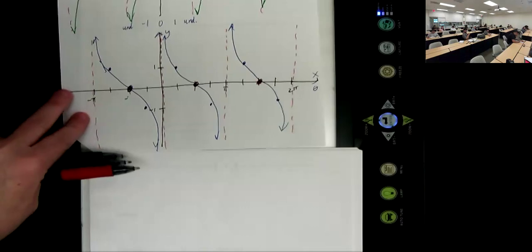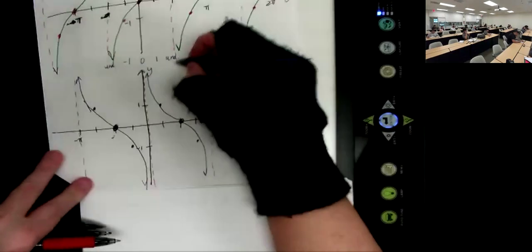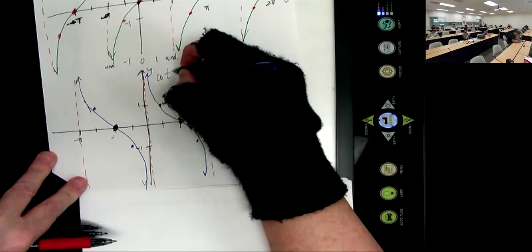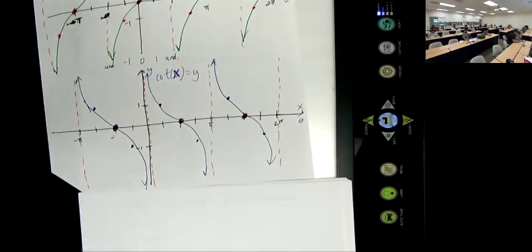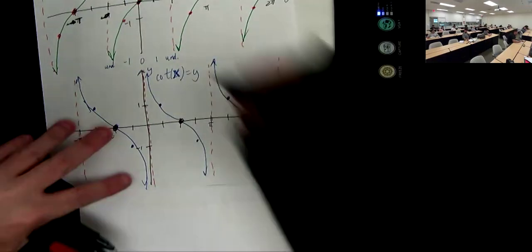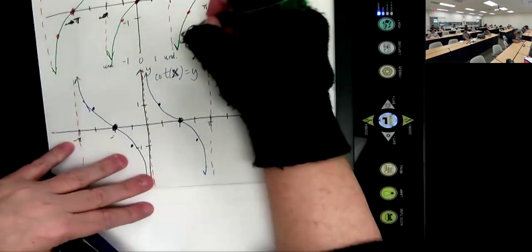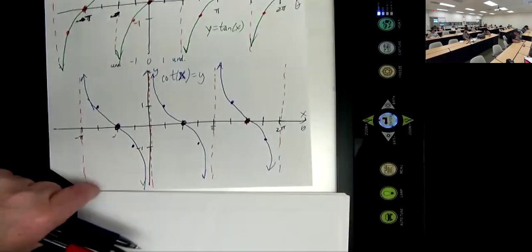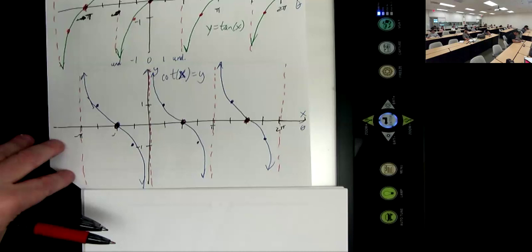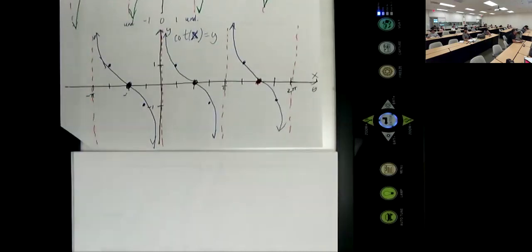The way I remember where the asymptotes are, the asymptotes guide my entire thing. I didn't write cotangent here. Cotangent theta or cotangent x equals y. That was y equals tangent. I don't know if this helped you. It helped me learn it. You're just gonna have to remember the period is every pi rather than 2 pi.